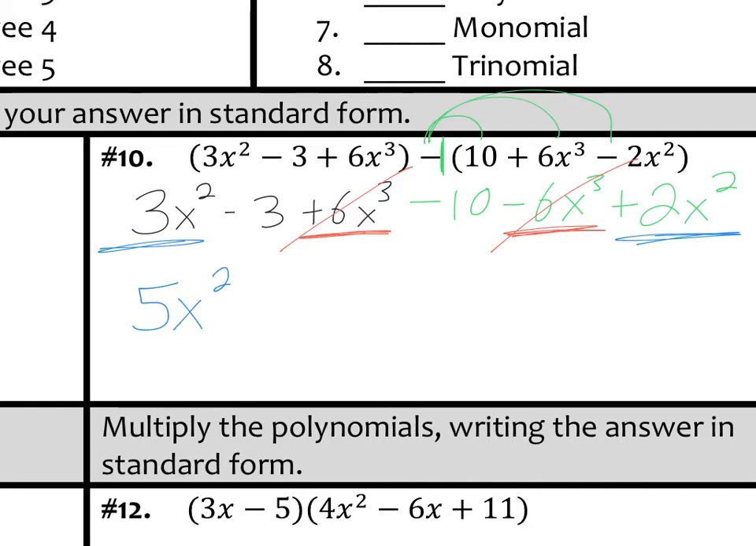Then we don't have any just x's, so we can move on to constants. Constants are the terms that do not have any x's. And this says negative 3 minus 10, which is negative 13. There's our answer.